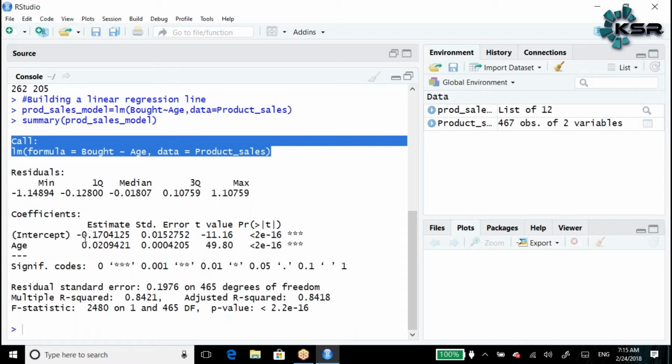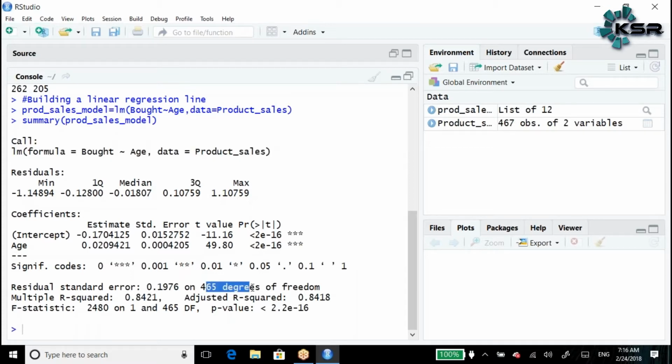The estimate is the beta naught coefficient, minus 0.17. Age will be 0.02. If I multiply the t value into the standard error, you are going to get the estimated value. Here 49 into 0.0004, you are going to get the estimated value. So the 3 stars indicate the significance: 0.001 is the double star, and 0.01 is the single star. Like that we have. Residual standard error is 17% and 19%, and 465.